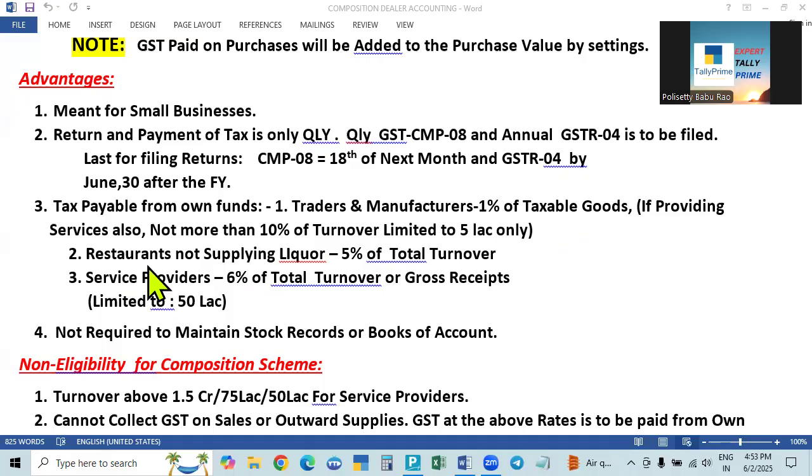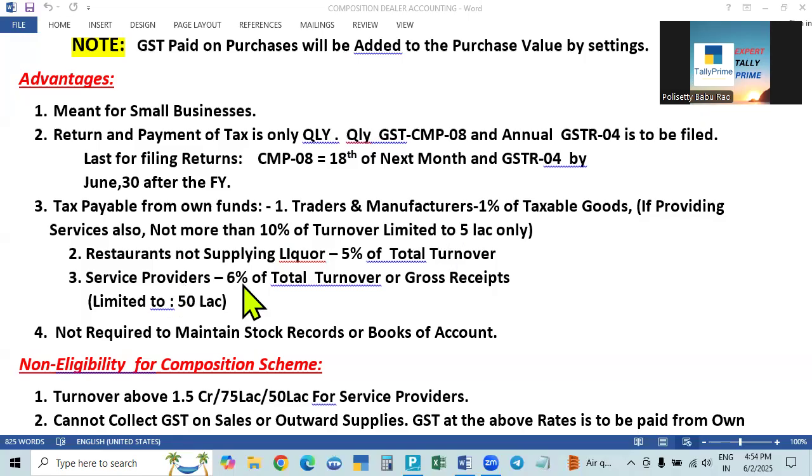In the case of a service provider, the turnover is not on taxable goods but on total services, or total gross receipts. Total services may include some exempt and some nil-rated, but taxable, nil-rated or exempted are all called gross receipts of the service. He has to pay at 6%. In this category, if services are less than 10% or not more than 5 lakhs, it is 1% like a trader or manufacturer. A different person giving only services is not a trader or manufacturer; definitely he will be a service provider. With a trader or manufacturer, if the services exceed this limit, then he will be a service provider.